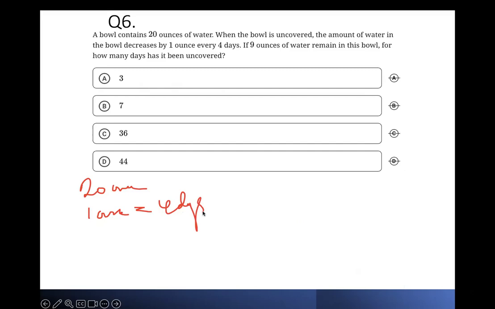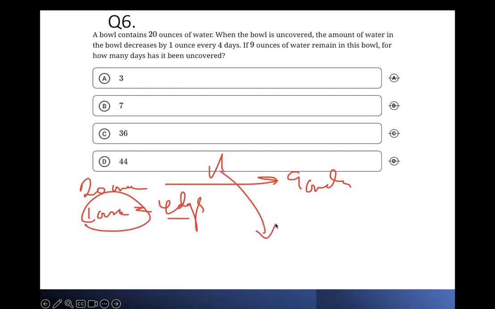If 9 ounces of water remain, so whatever is left, now I have 9 ounces. How many days did it take? What is the difference? 11. 11 ounces of water is lost. If I'm losing 1 ounce every 4 days, for 11 ounces I have to multiply by 4. I have 44. Don't make word problems difficult. Translate it into English and then put it together.